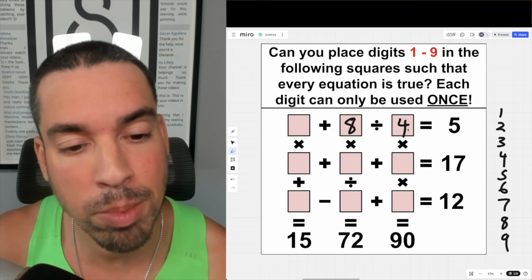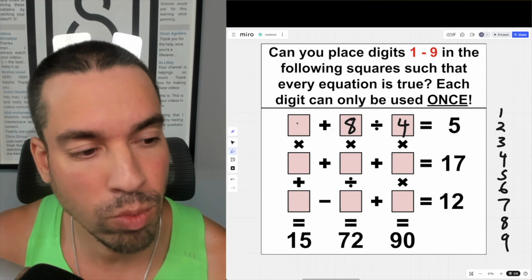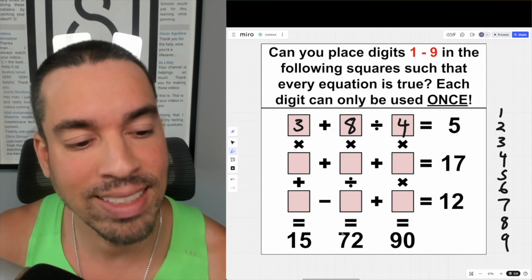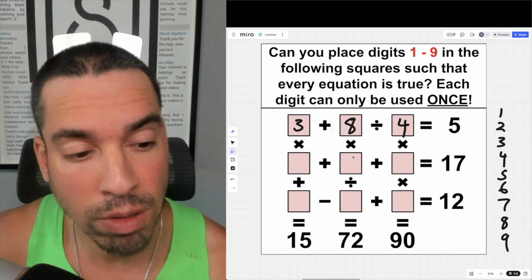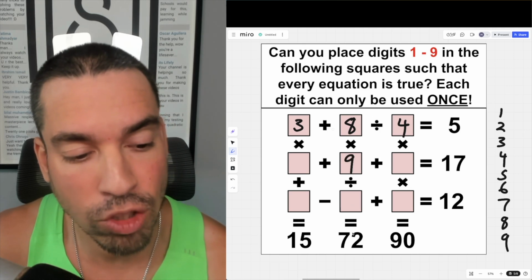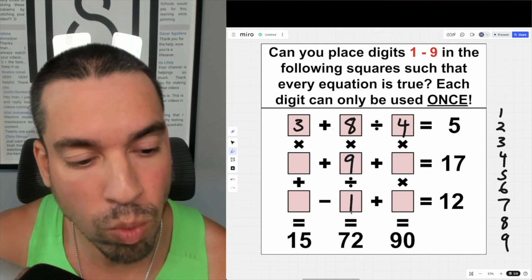So if I have 8 divided by 4, that is 2, meaning we have a 3 here. Then to get to 72, we need 8 times 9. That's going to be the biggest product possible. And then to stay at 72, we're going to have to divide by 1 right here.